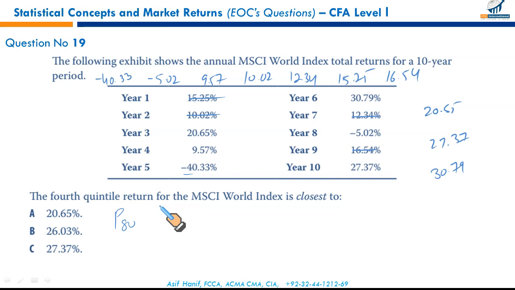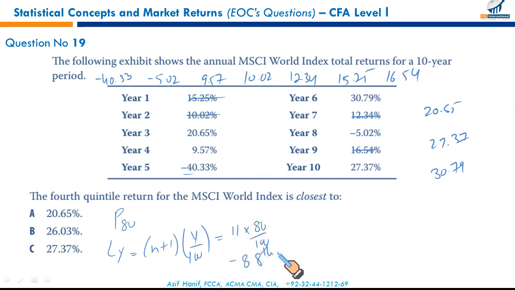80% of observations fall under what? We know the formula: Ly is equal to (n plus 1) times y upon 100 for the percentile. It will give you the location. There are a total of 10 observations, so it's going to be 10 plus 1, 11. 11 multiplied by 80 upon 100. So it gives you the 8.8th position.